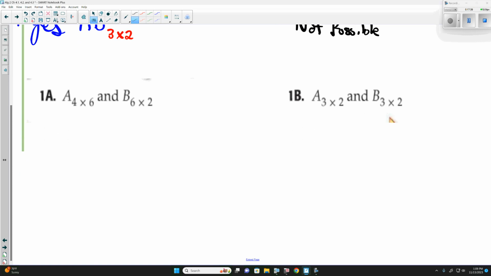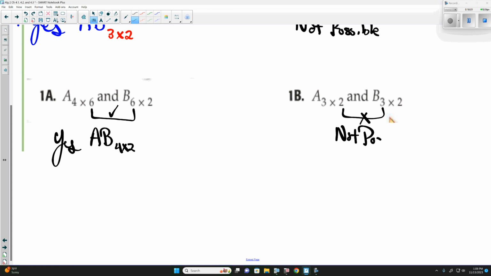1A, columns of the first, rows of the second, do they match? Yes. So we can multiply these, and the new dimensions would be 4 by 2. How about 1B? No, because the columns of the first do not match the rows of the second, so this is not possible. Questions on any of this here?